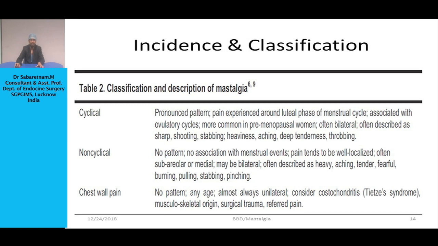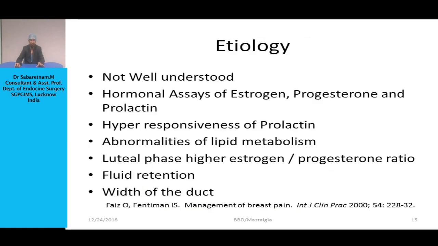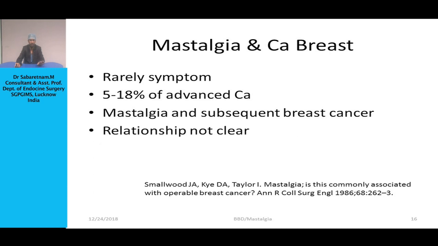And coming to mastalgia, the etiology is not very well understood. Hormonal effects of estrogen, progesterone and prolactin, many studies have been done, but some studies say there is an imbalance. Some studies say that there is a hyperresponsiveness of prolactin, abnormalities of lipid metabolism. In the luteal phase, there is a higher estrogen-progesterone ratio, which in turn leads to fluid retention and the width of the duct being increased.